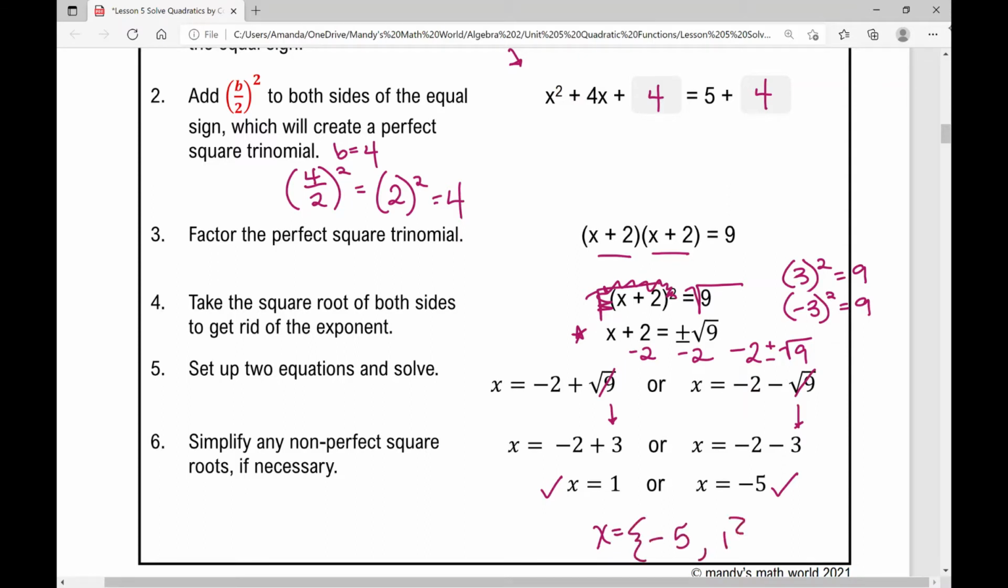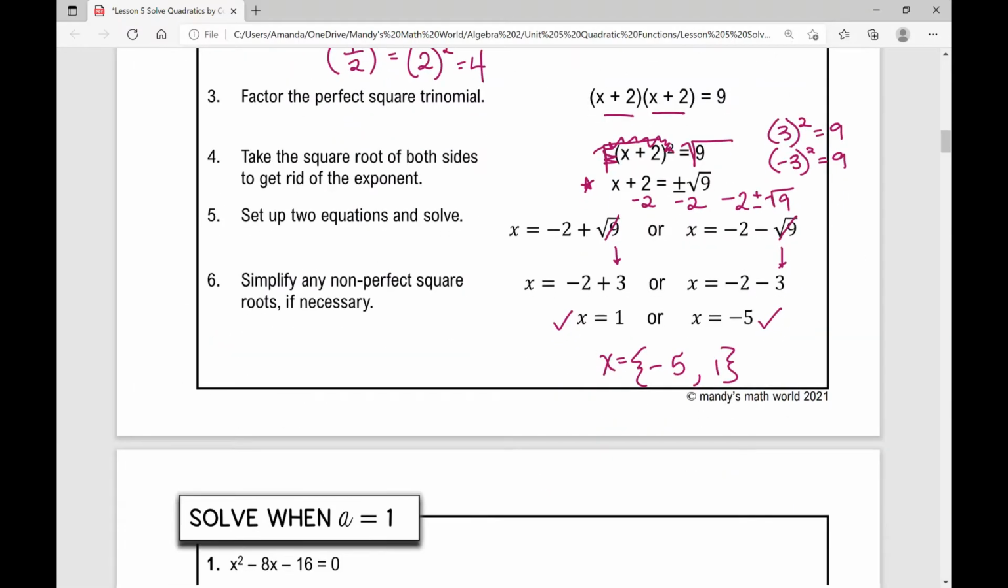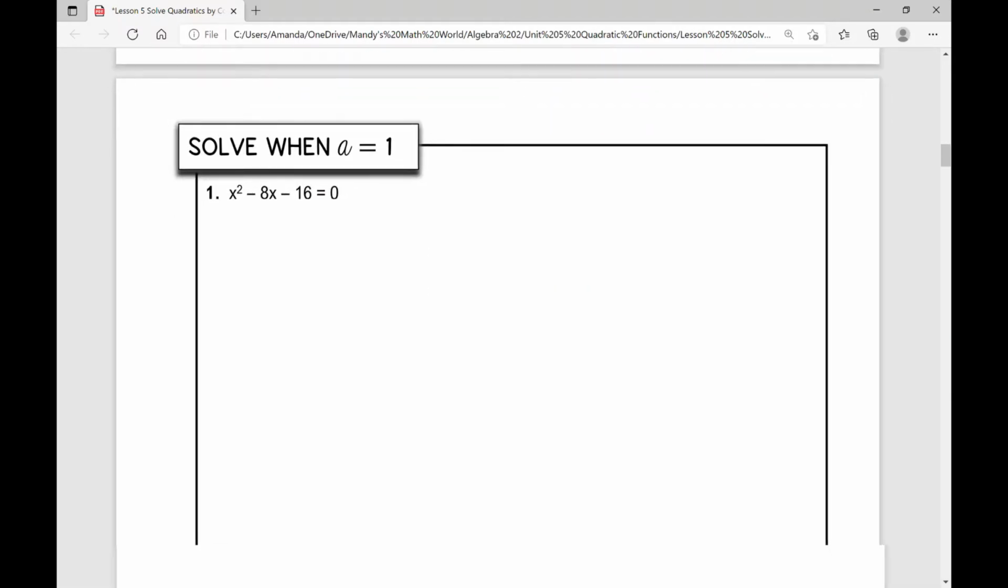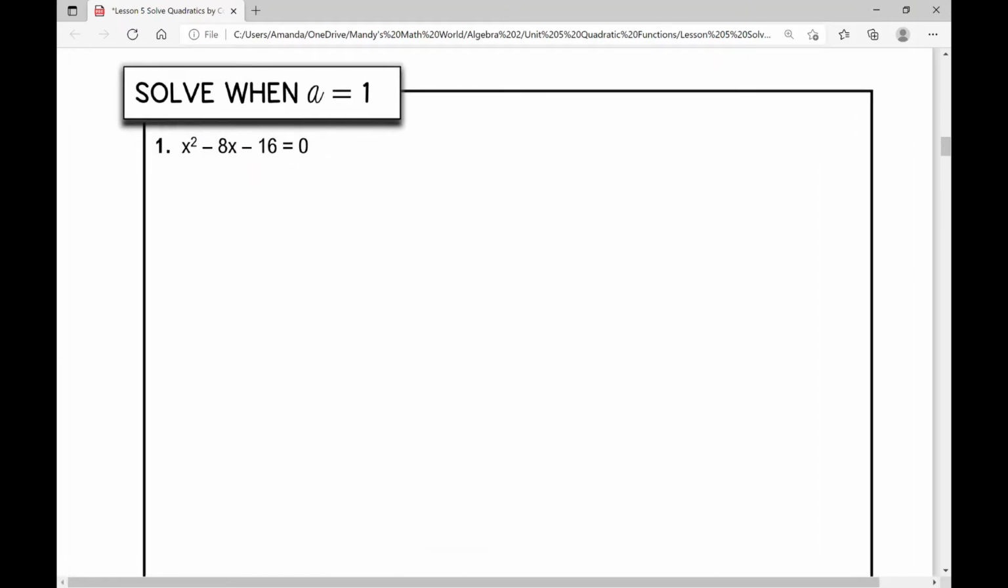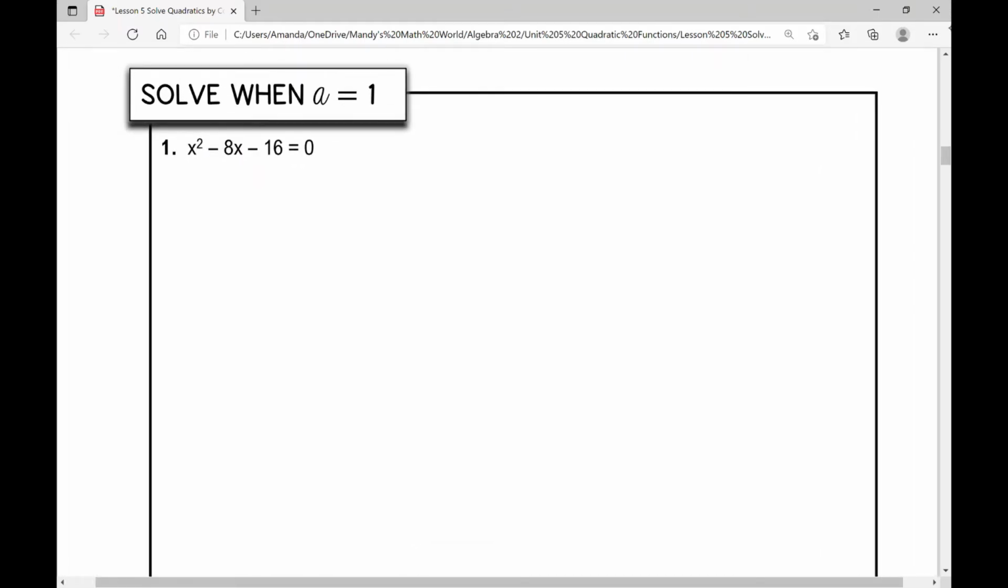-5, or 1. Let's move on to the next example. When you're solving by completing the square, let's do another example that looks a lot like what we just did. So this is example number 1. I've got x squared minus 8x minus 16. My first step is I'm going to move that constant to the right side of the equal sign. So x squared minus 8x equals positive 16.